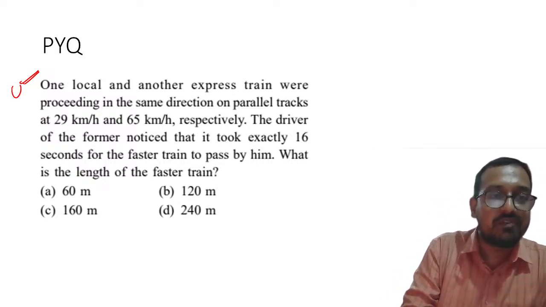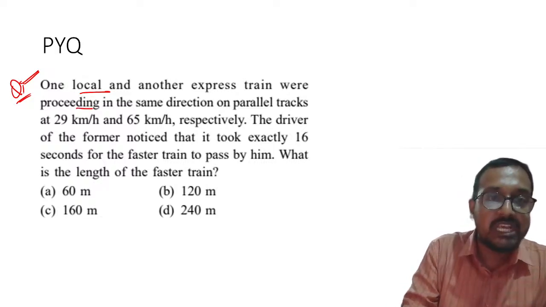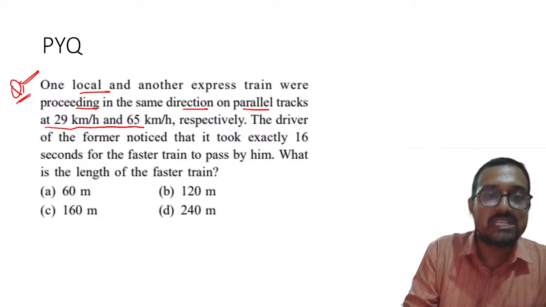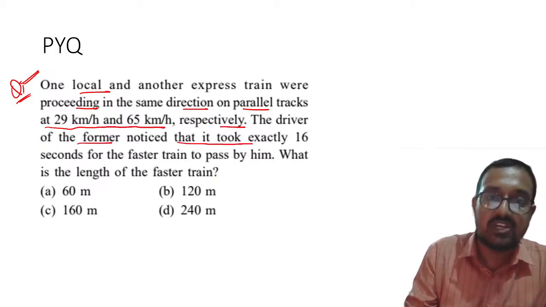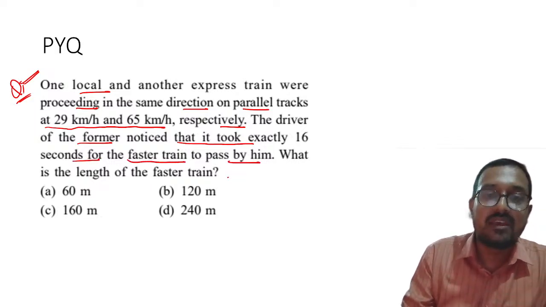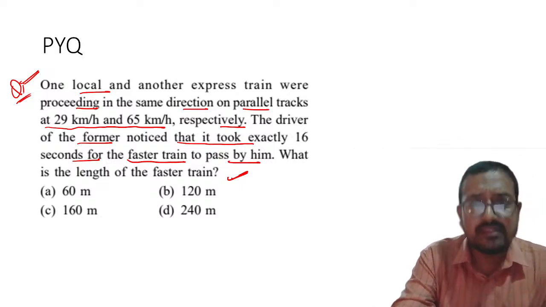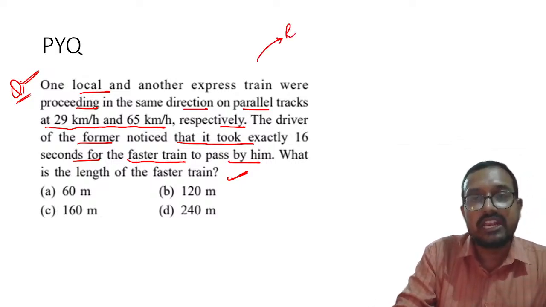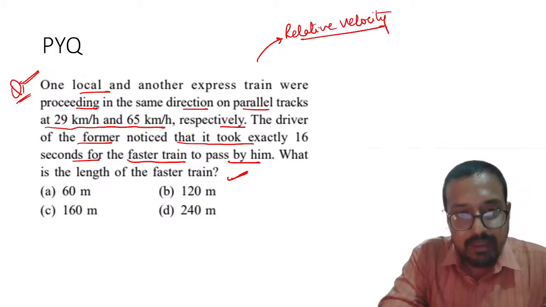The first question for today, which I will solve, is: one local and another express train were proceeding in the same direction on parallel tracks at 29 kmph and 65 kmph respectively. The driver of the former noticed that it took exactly 16 seconds for the faster train to pass by him. So what is the length of the faster train? My dear students, this is a question of relative velocity. Relative velocity. So please remember this thing. We'll come back to this.